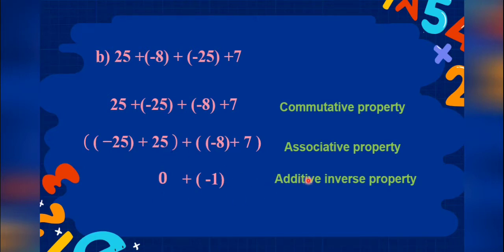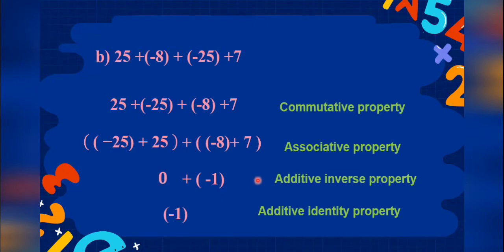When you add any integer to 0, the integer doesn't change, so the answer is negative 1. Why negative 1? Because of the property of additive identity. So the last one is additive identity. So just be sure that additive inverse comes before additive identity.